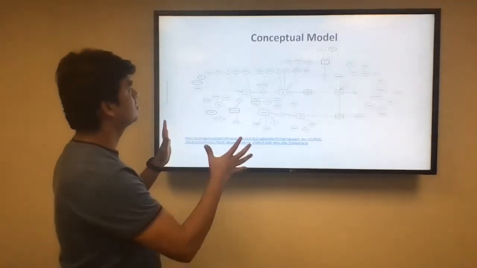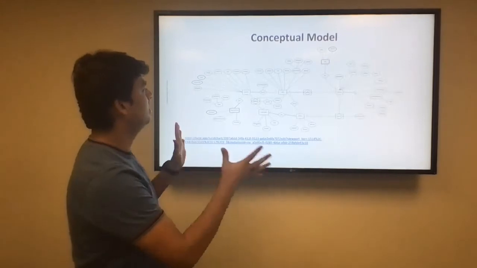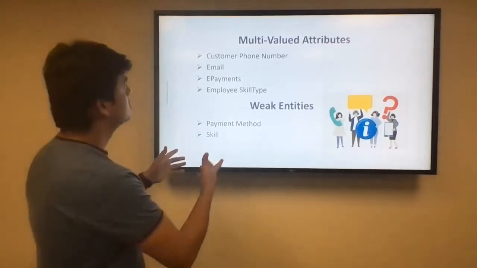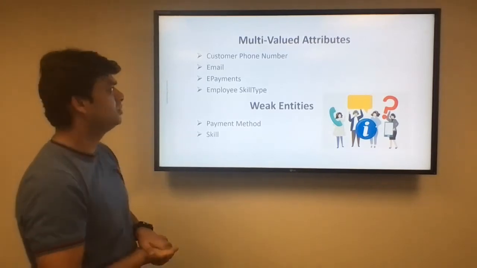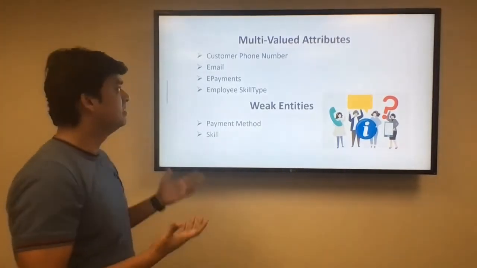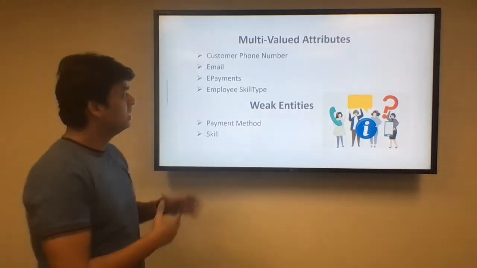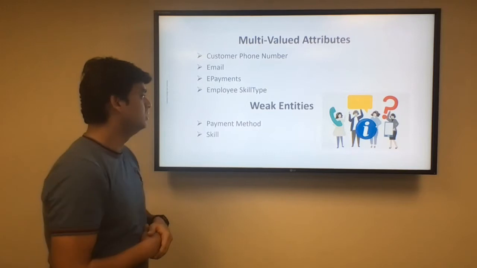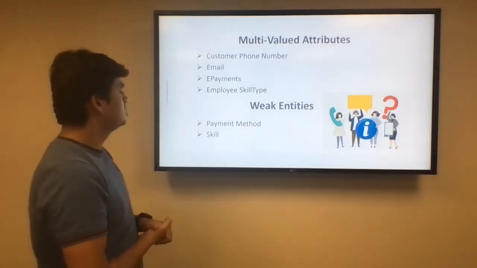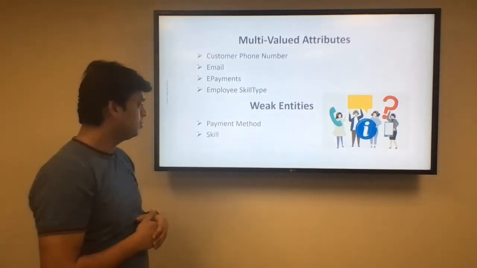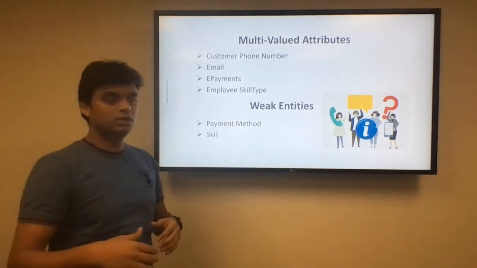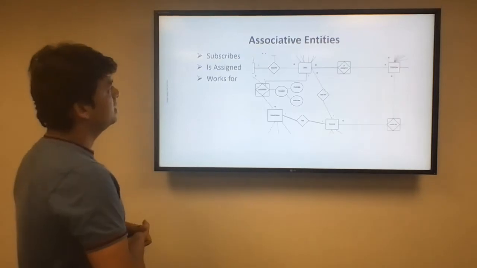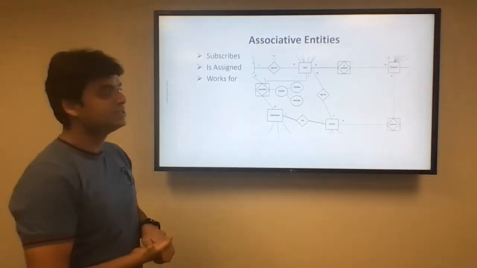So on this slide, we are just putting out our entire entity relation diagram, and the following slides will talk more about the details. We did create multi-value attributes for customer phone numbers, emails, payments, and employee skill types. In addition, we have some weak entities which depend on the main entities: payment methods depend on customers, while skills depend on the employees. Next slide, we'll talk about the associative entities.